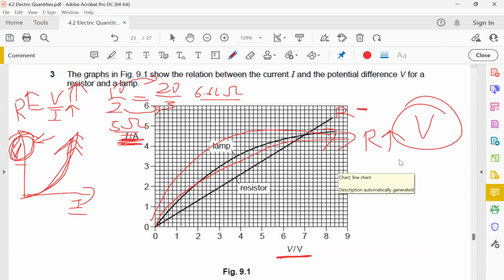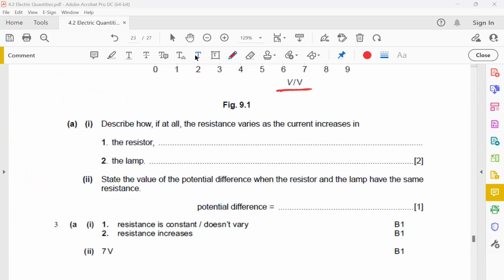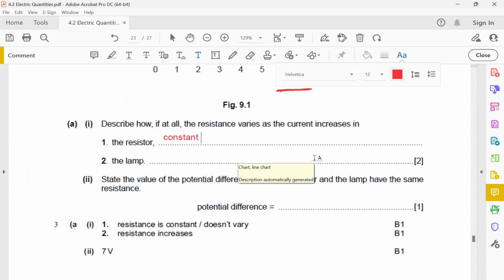Okay, everyone understand now? Especially those who are online, please make sure you understand, guys. All right, then from here, it's just a matter of writing down all the information already. The resistor definitely has constant resistance because it has a constant gradient, right? Then the lamp will have increasing resistance.